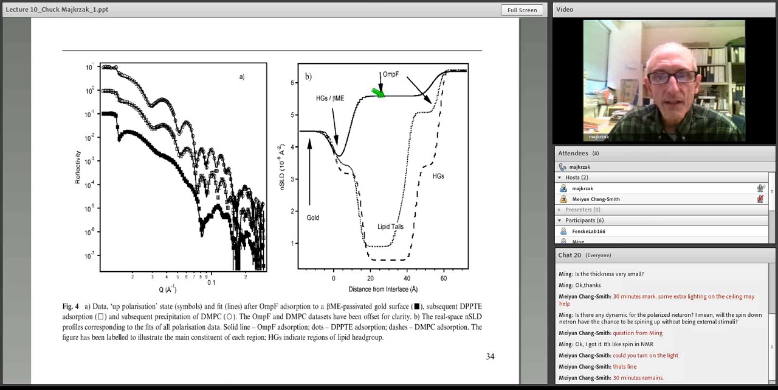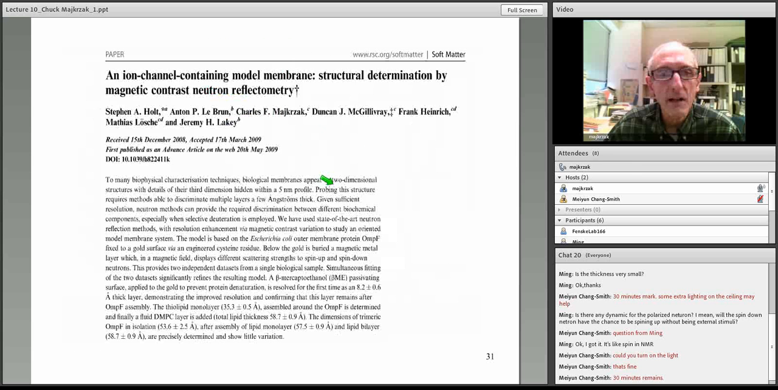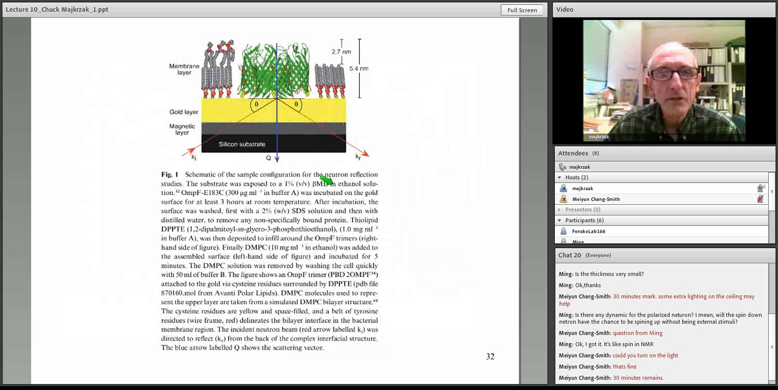And it turns out that this molecule is deeply embedded right across the whole thickness of that bilayer, as we saw in one of the preceding slides right here. So the results of the neutron reflectivity measurements confirm that this molecule, this transmembrane ion channel, actually resides embedded in the layer.